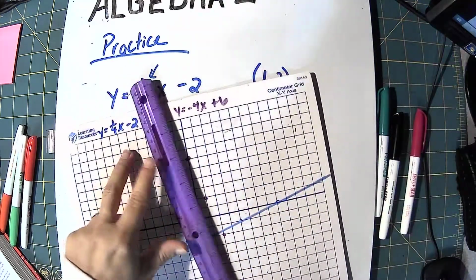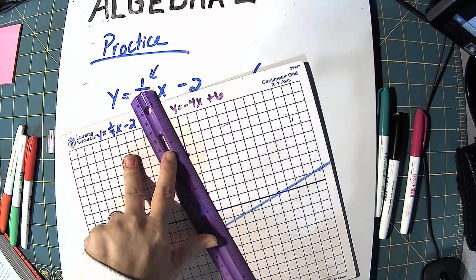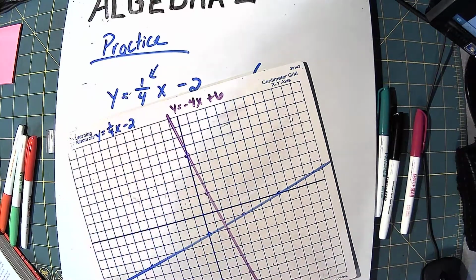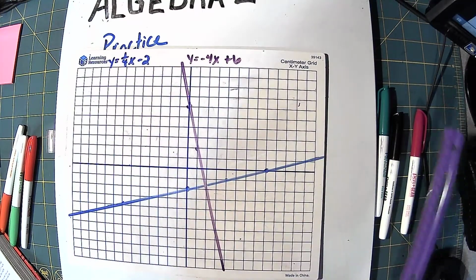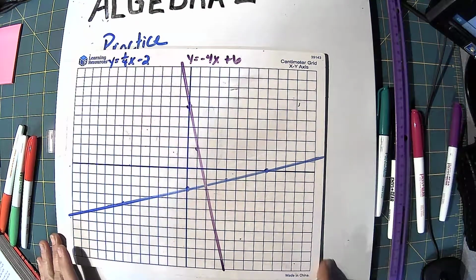And then I'm going to draw this one. And we'll see if it looks like it's perpendicular. Yep, so we've got two perpendicular lines there. All right, that is it for lesson 31.